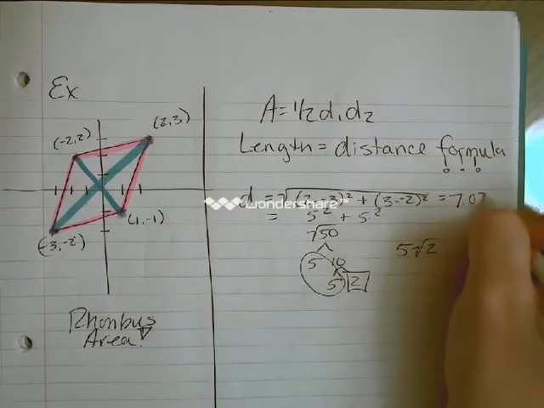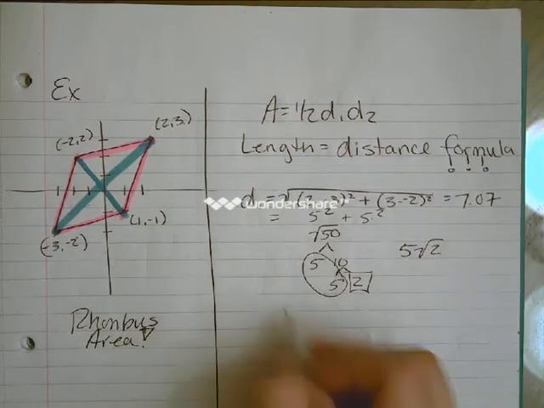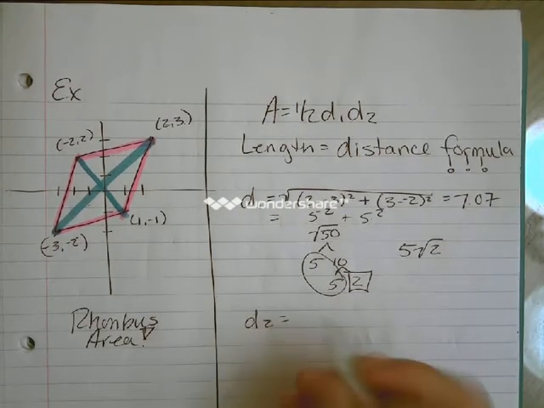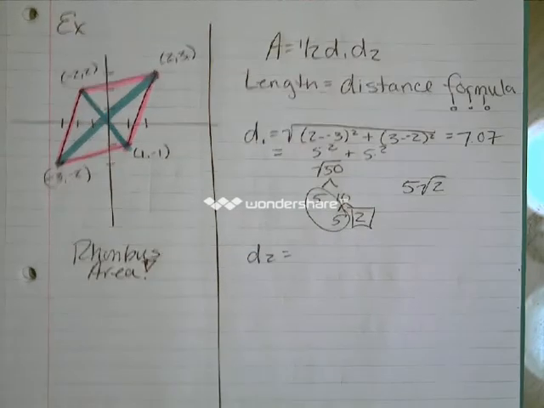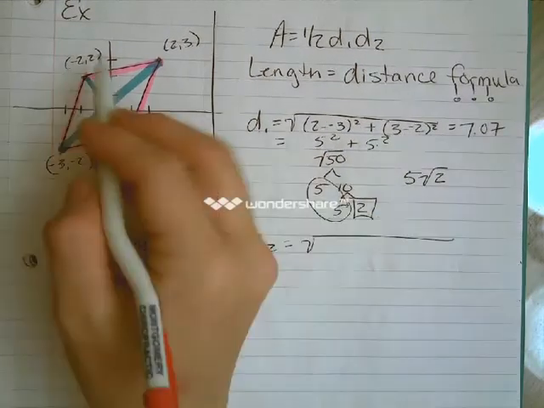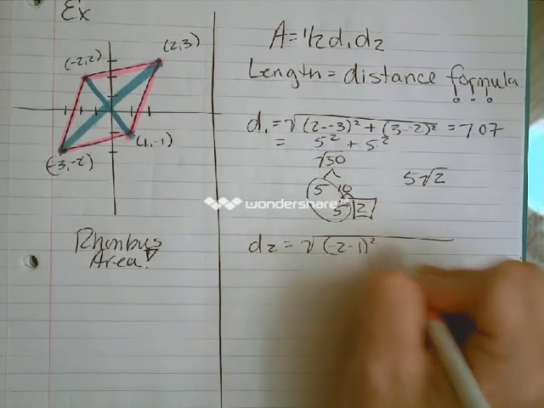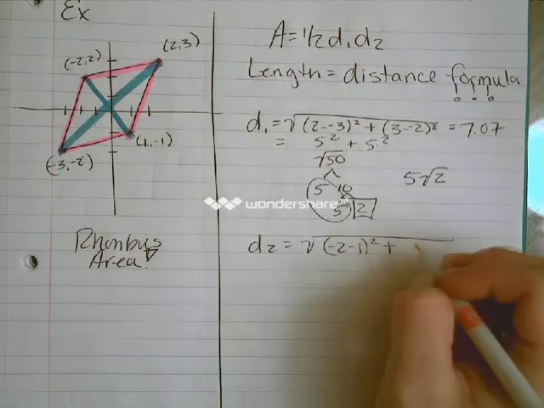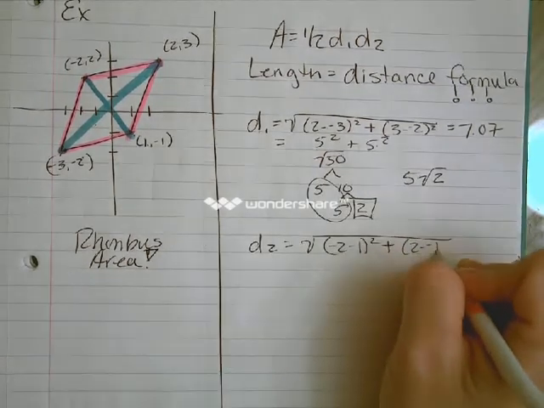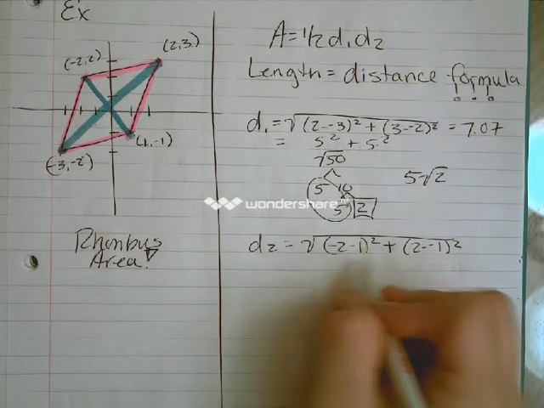D2. This one. Negative 2 minus 1, and positive 2 minus a negative 1. Negative 3 squared, but when you square a negative, it always becomes positive. And that's a positive 3 squared. You get square root of 18.